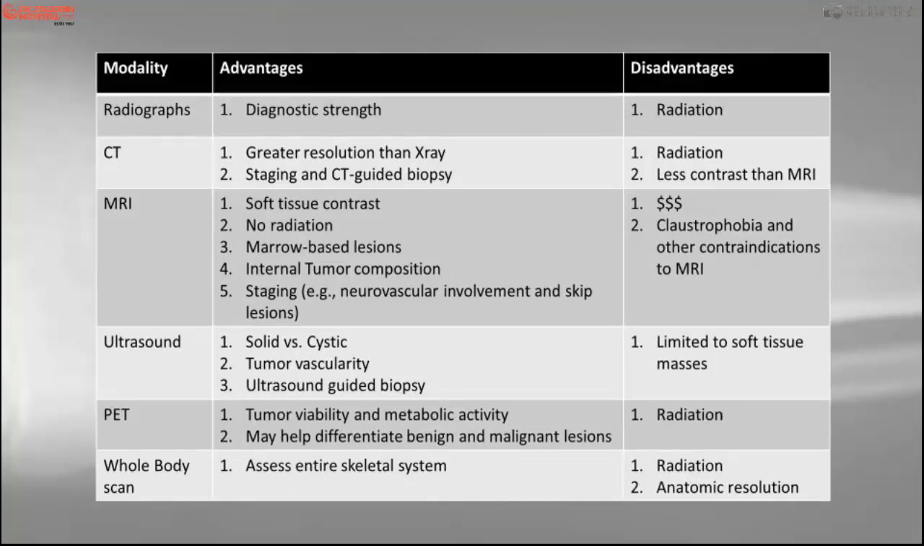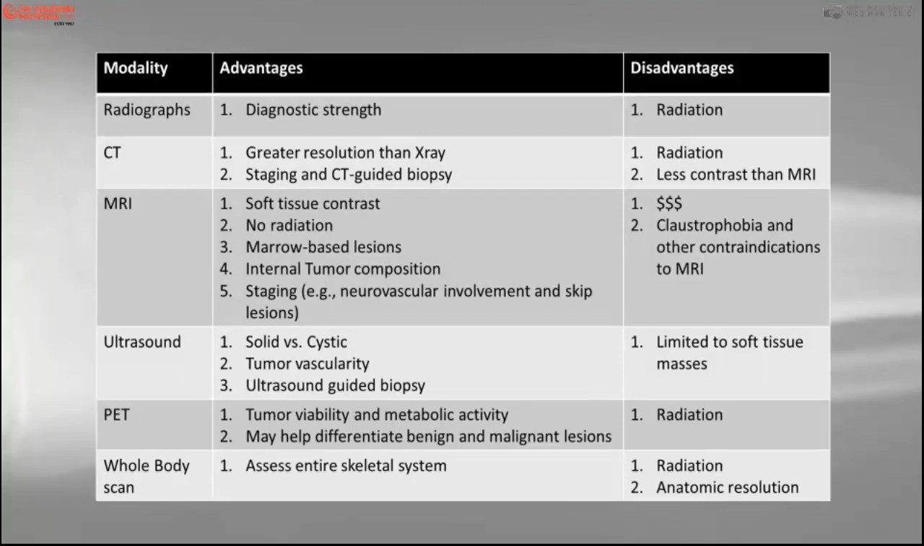Proper views can really make your diagnosis easy. The other thing we use is a CT scan, which has a greater resolution than X-ray, and we can also do a CT guided biopsy. MRI is the revolutionary investigation, where we can see the soft tissue contrast. There is no radiation involved.